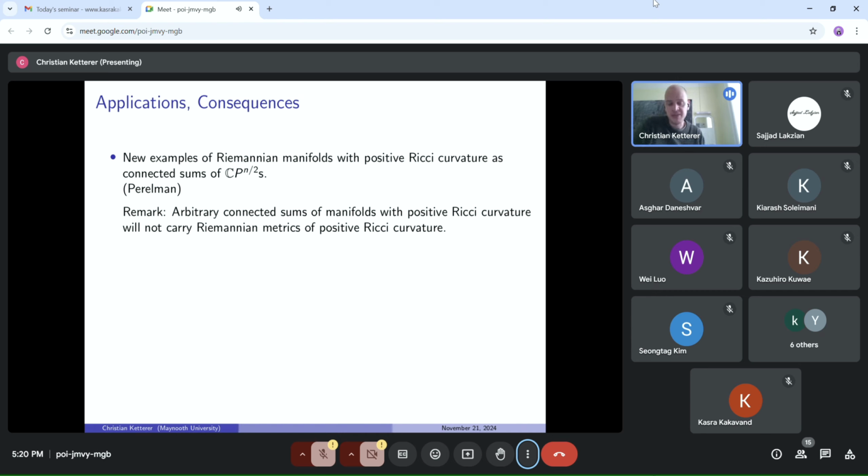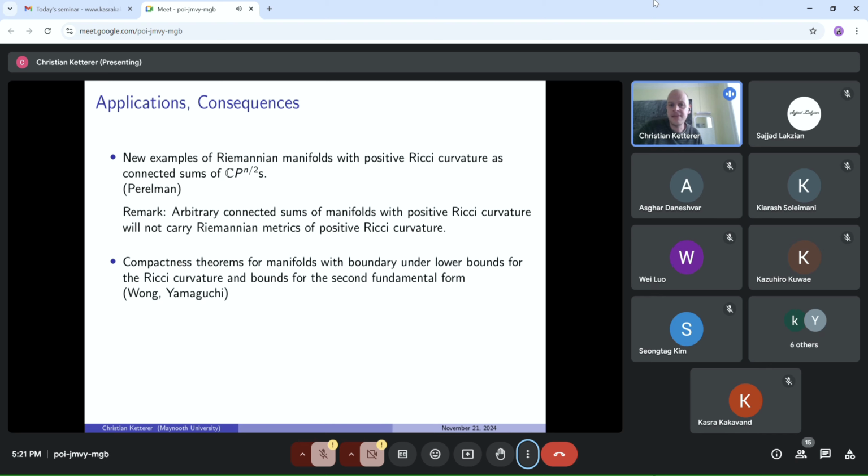And he was able to show that this way you can construct metrics with positive Ricci curvature and arbitrarily large Betti numbers. This was interesting because in general we cannot expect that connected sums of manifolds with positive Ricci curvature again carry a metric with positive Ricci curvature. This is simply because of the Bonnet-Myers theorem, which tells us that positive Ricci curvature implies that the fundamental group is finite. So you cannot just glue together manifolds arbitrarily and still find metrics of positive Ricci curvature. But still, in this case of CPN, Perelman could show that this is possible. So this is one application.